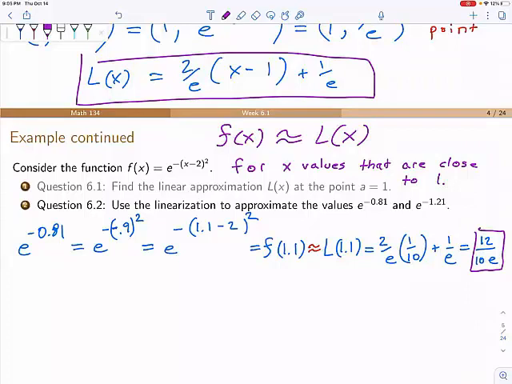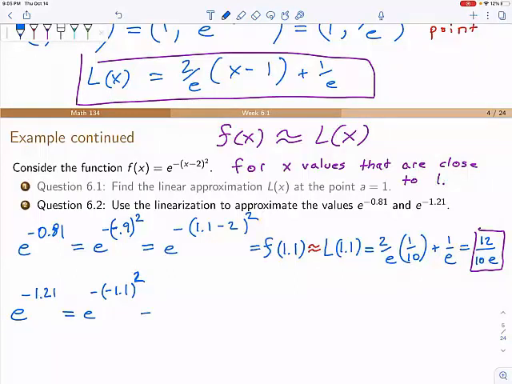Okay, we're going to try one more example, very similar to the one that we just did. This time we have e to the minus 1.21. And I suppose they were nice to us again. They gave us the square of 11. 11 squared is 121. So I can write this down as e to the power of minus 1.1 all squared.